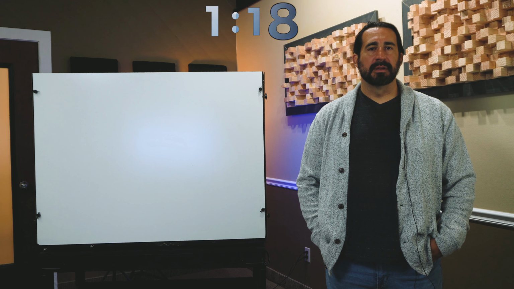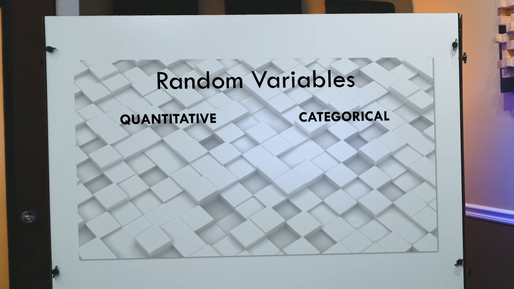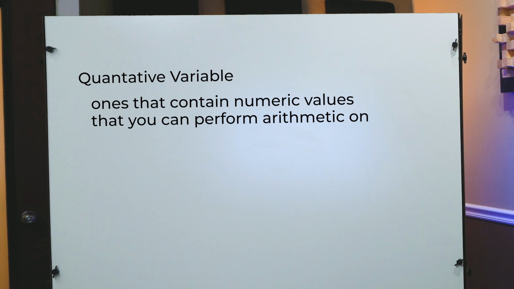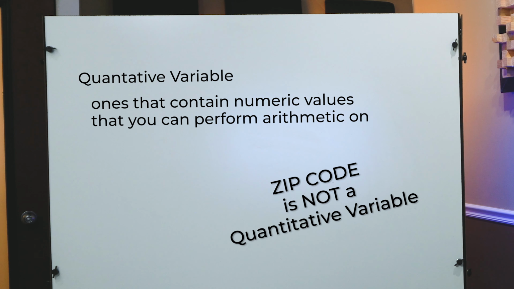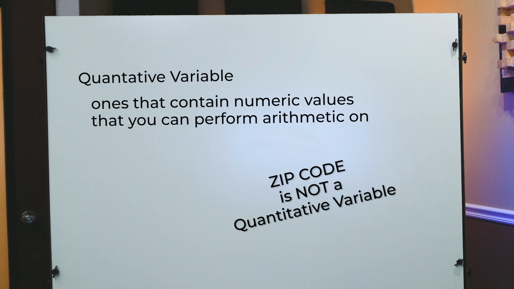Random variables are broken up into two types. 1, quantitative variables, ones that contain numeric values that you can perform arithmetic on: age, height, weight, etc. Notice that I said perform arithmetic on, i.e., although a US zip code is a number, performing arithmetic on them doesn't make any sense and thus wouldn't be considered a quantitative variable.